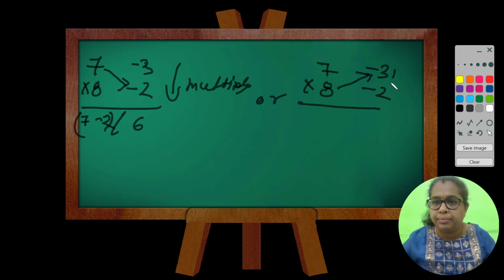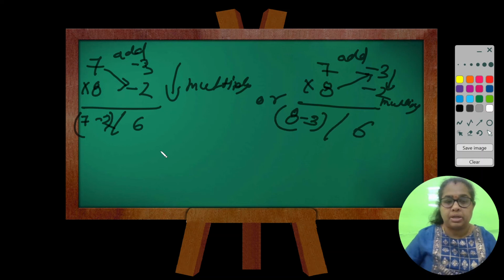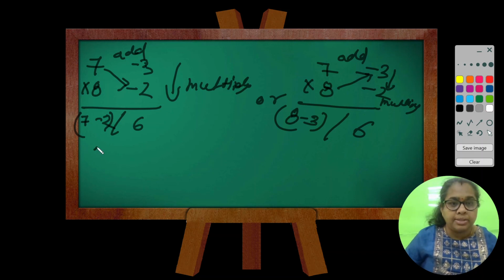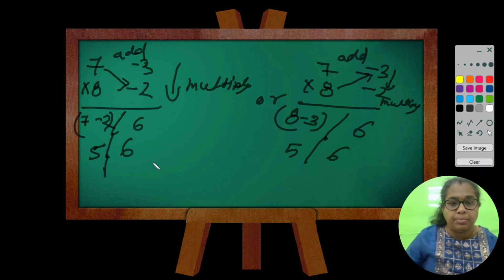This one we multiply, and this one we are going to add. Another method is we can add 8 minus 3. Both will give you the same answer. Now if you solve it, 7 minus 2 is 5 and this is 6. This line is just for segregation, and here also you can see 5 and 6. So in both places you are getting the same answer.